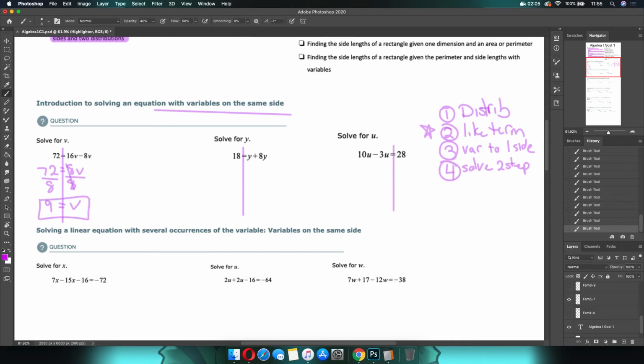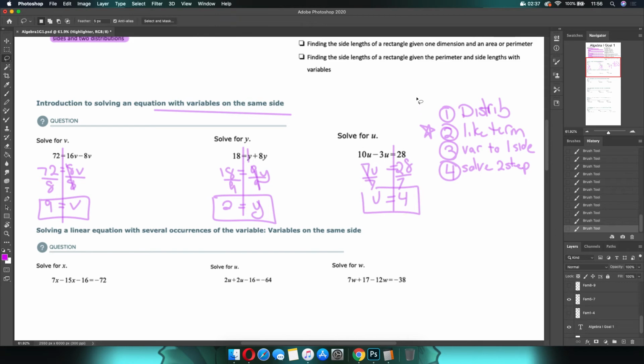Next up, we have an 8y and a y. Some kids get a pause until I tell you that there's an invisible 1 there. That's what's called a coefficient. So 1 plus 8 is 9y equals 18. Divide by 9, y equals 2. There you go. Next up, 10 minus 3, that's going to be 7u, because again, like terms are a thing in this topic, equals 28. Divide by 7, u equals 4. Okay, so far so good. It doesn't look too bad right now.